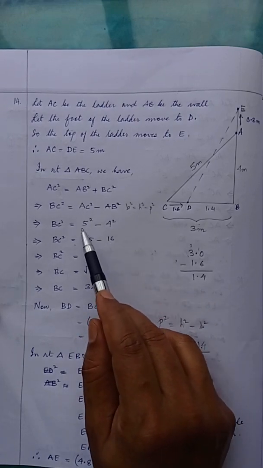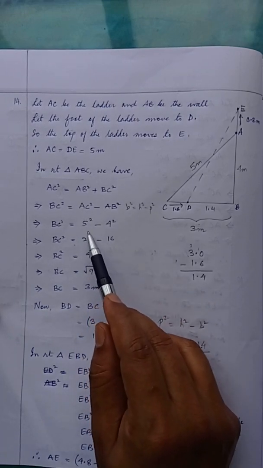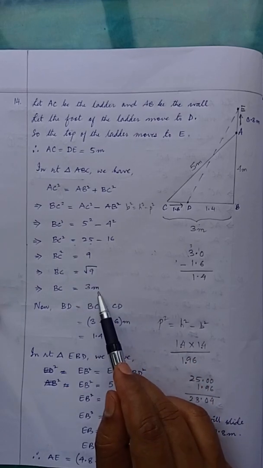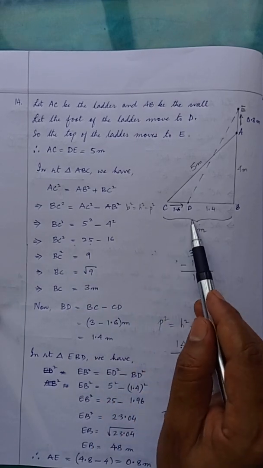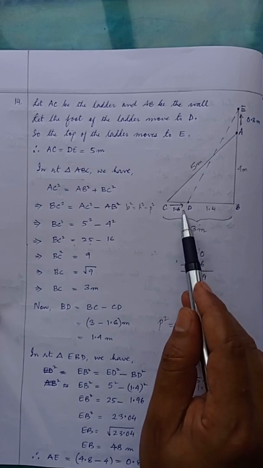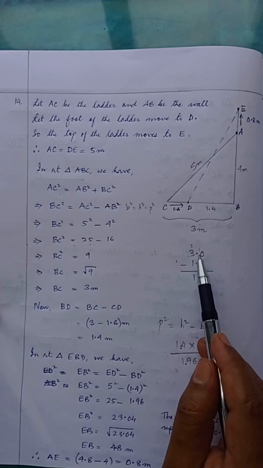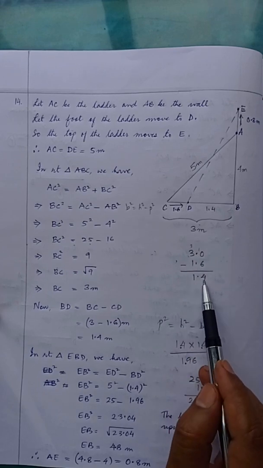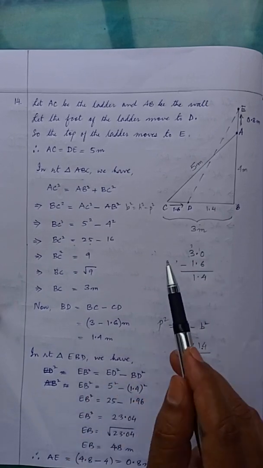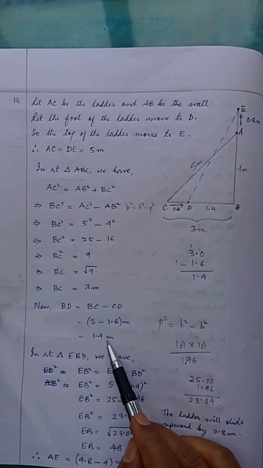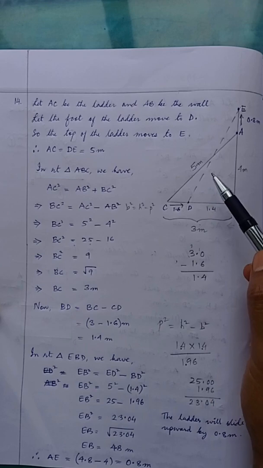So I'll put the values 5 square and 4 square and then just calculate, and we will see BC is equal to 3 meter. Now that BC is 3 meter and this is 1.6, the remaining part has to be 3.0 minus 1.6, that is 1.4. So BD becomes, this part becomes 1.4 meter.